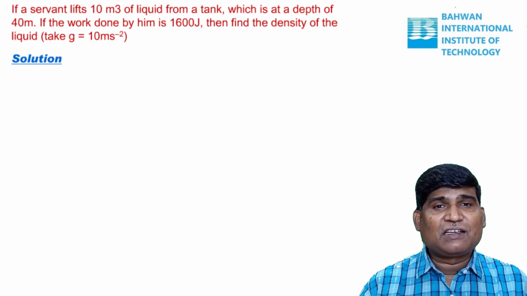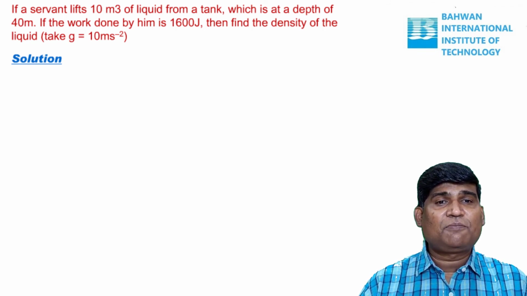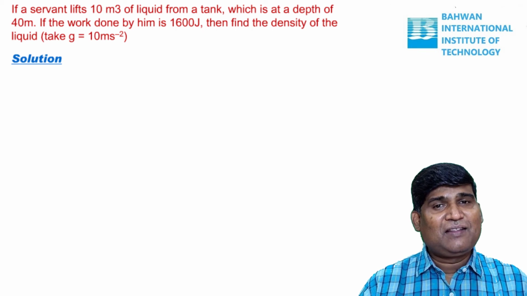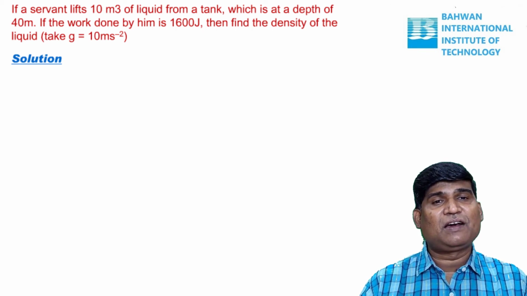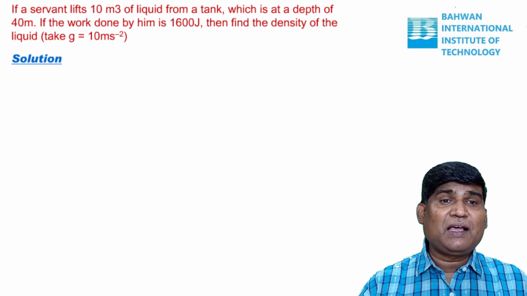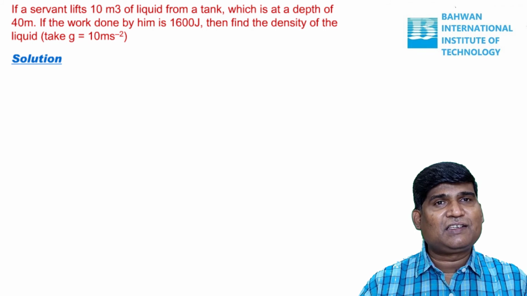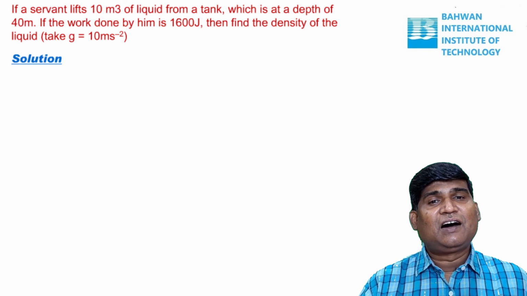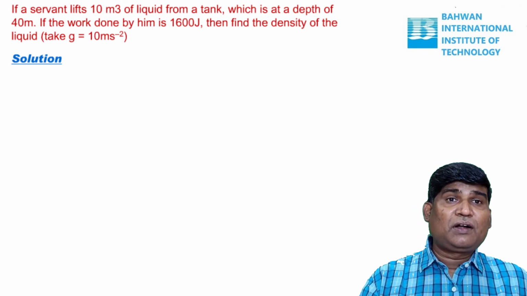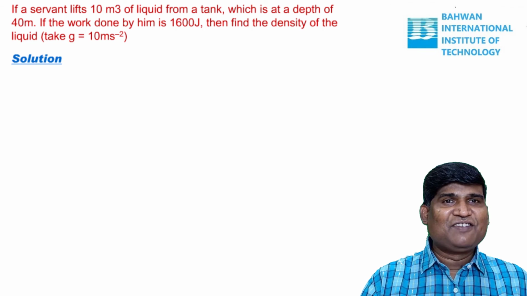Who is lifting? The servant is lifting. From what depth is he lifting? From 40 meter depth. That means the liquid got displaced, and that liquid displacement is 40 meter. Okay, and in displacing the liquid, he did some work. That work is 1600 joules. Now we have to calculate the density of that liquid. Here to support, they have even given the g value. The g value is 10 meter per second square.